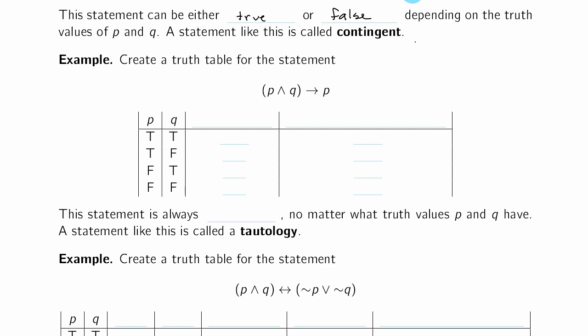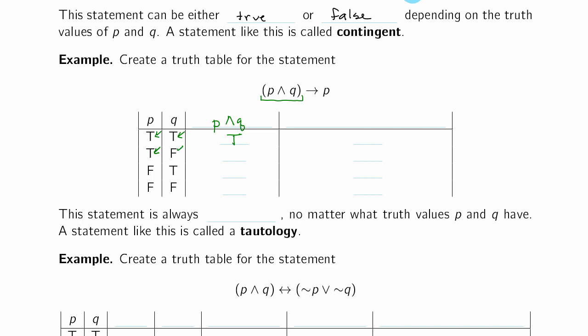So again, we start with negations of simple statements. We don't have any of those. Then we start with the innermost parentheses. We only have one set of parentheses, and that's P and Q. To fill in that column, we want to do and to the P column and the Q column. And is true as long as both of them are true. So when P is true and Q is true, and is true.